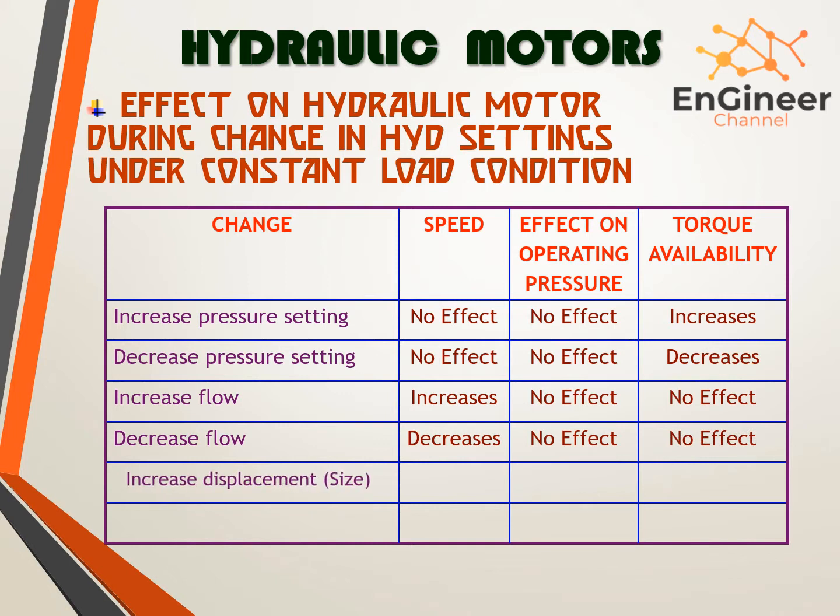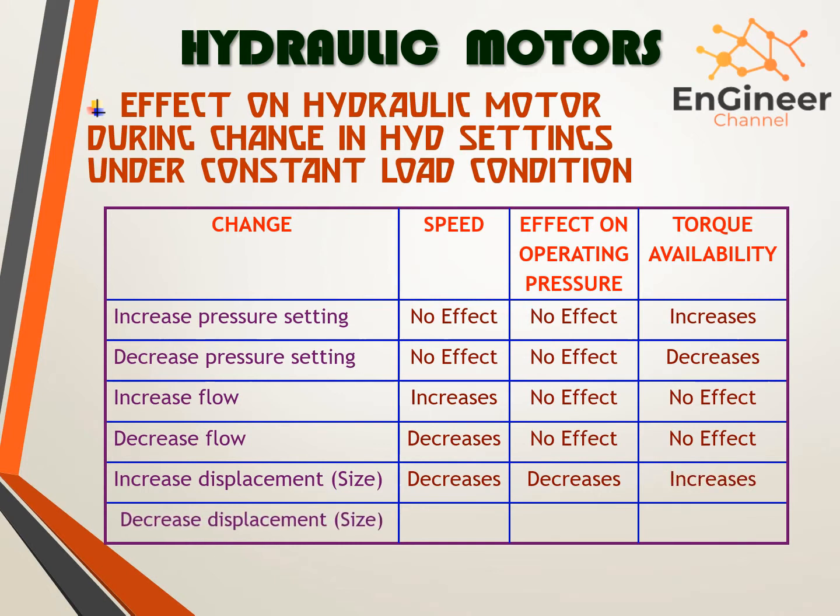When we increase displacement or size, we decrease the speed, we decrease the operating pressure, and we increase the torque availability. And when we decrease displacement, we increase the speed, we increase the operating pressure, and we decrease the torque availability.